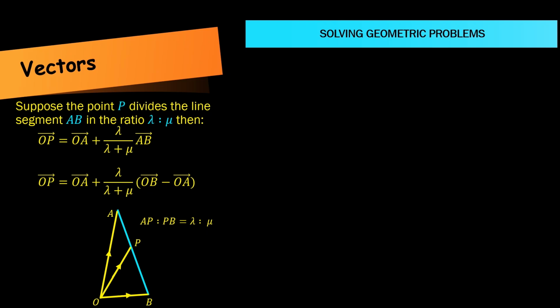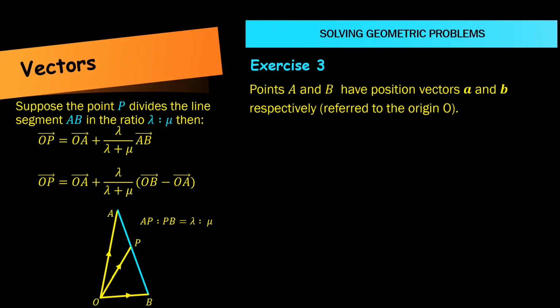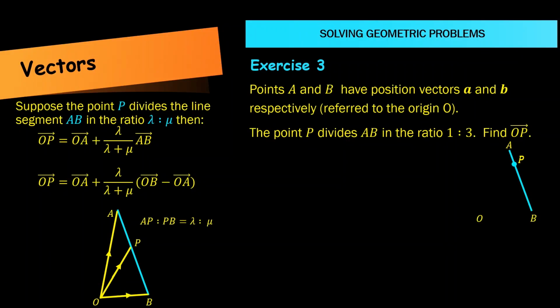Points A and B have position vectors a and b respectively, referred to the origin. The point P divides AB in the ratio 1:3. Find the vector OP. So let's sketch this. Here's our origin and the line AB. We also have the point P in the ratio AP to PB as 1:3. Here's the vector a, here's the vector b, and here's the vector p.